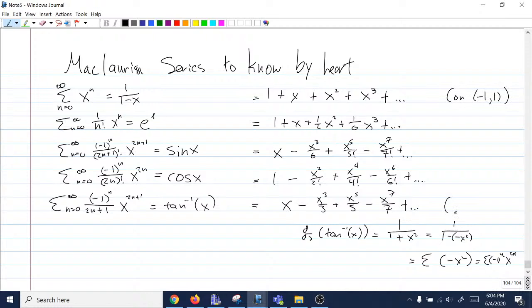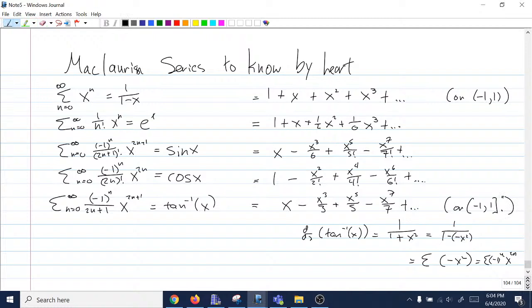This converges to tangent inverse on the interval from... When does this converge? It's minus 1 to 1, right? Yes. It might converge at the endpoints. When you plug in... Oh, actually... I always get these endpoint ones wrong. This one does converge at x equals 1. At x equals 1, you get something like an alternating harmonic series, which converges. It doesn't converge at negative 1. Okay.